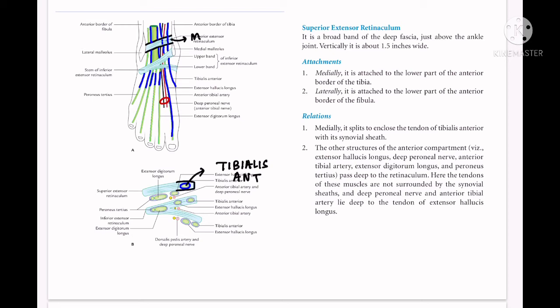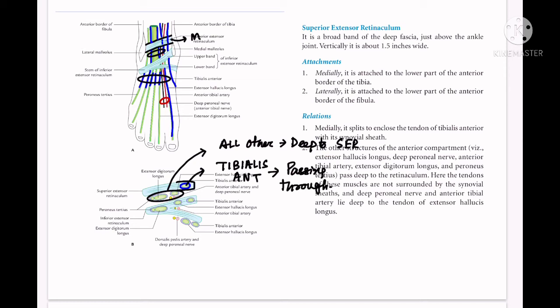All these other structures, apart from the tibialis anterior, pass deep to the retinaculum. Look, all other structures pass deep to the superior extensor retinaculum, and tibialis anterior passes through. So that is the difference between the passage of tibialis anterior and all the other tendons with regards to the superior extensor retinaculum.